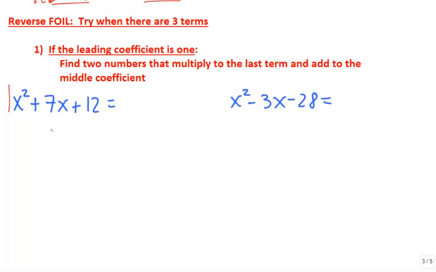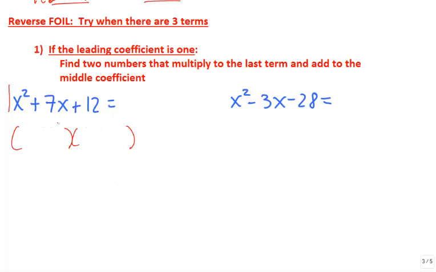And the way that we're going to factor it is we're going to think about what it would take to FOIL out and get back this answer. So think about reverse FOIL. FOIL is a binomial times a binomial. So it's 2 things in parentheses multiplied together.